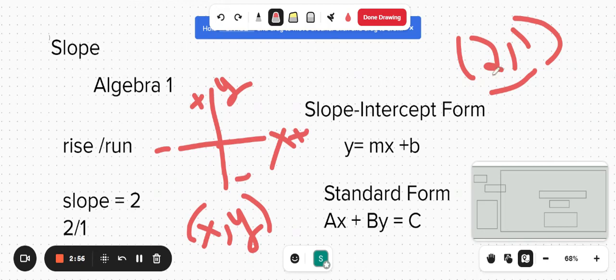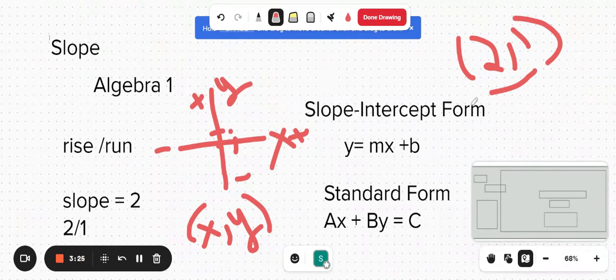So to plot the point 2, comma 1, we're starting at the origin. Then the 2 is our x value, so we'll look at the x-axis, and the x-axis has this side as the positive numbers. So we go 1, 2. So this is 2. And then from there, we go up 1 because we want a positive y value. So that is our point right there, 2, comma 1.